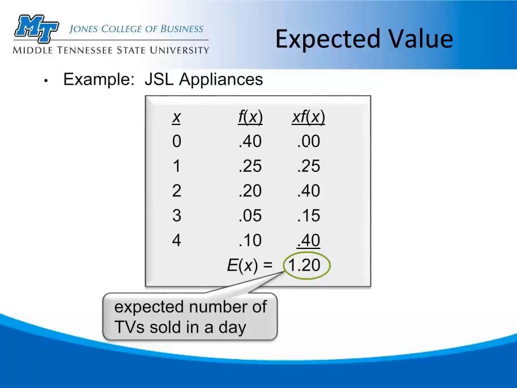Now there's not going to be any day where we sell 1.2 televisions. It's the average. Most days we're not going to sell any. On quite a few of the days we're going to sell 1. Sometimes we sell 2, sometimes we sell 3, sometimes we sell 4. But the average, if you look at many, many, many days, you expect that average to be about 1.2.